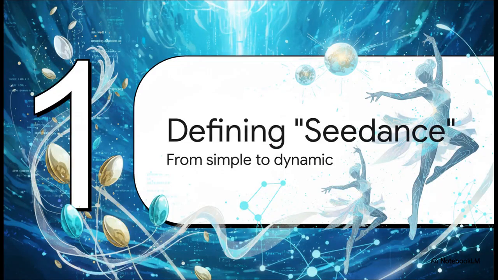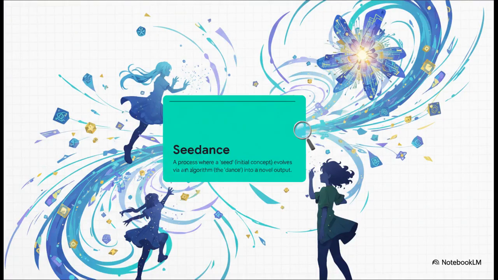All right, so to really get a handle on Seedance 2.0, we have to start with the original concept. And honestly, the name itself is the perfect place to begin, because it really breaks the whole process down into two simple yet powerful parts. So at its core, Seedance is this beautiful metaphor for a digital creative process that kind of mimics nature. You start with a tiny seed, that's your initial idea, and then an algorithm provides the dance, which is basically a process of growth that lets it bloom into something complex and often totally unexpected.